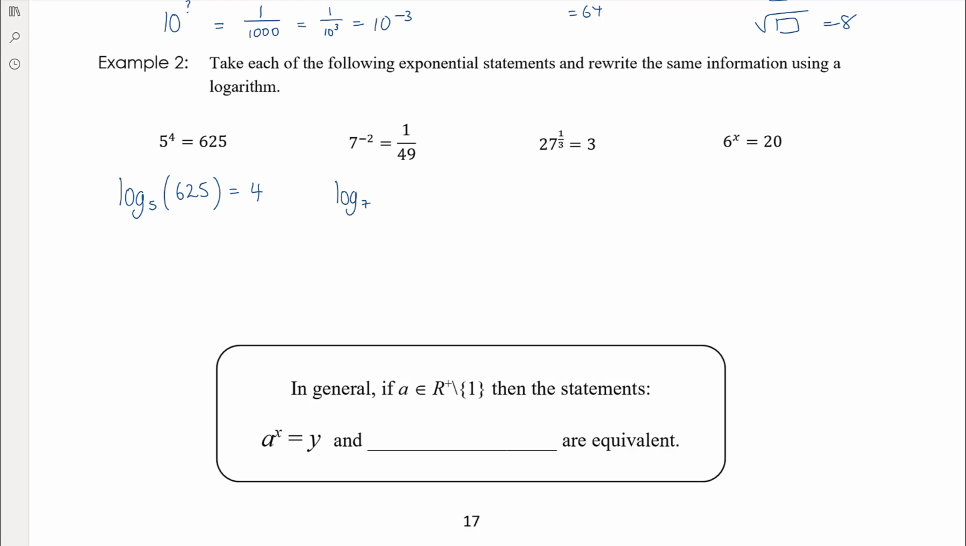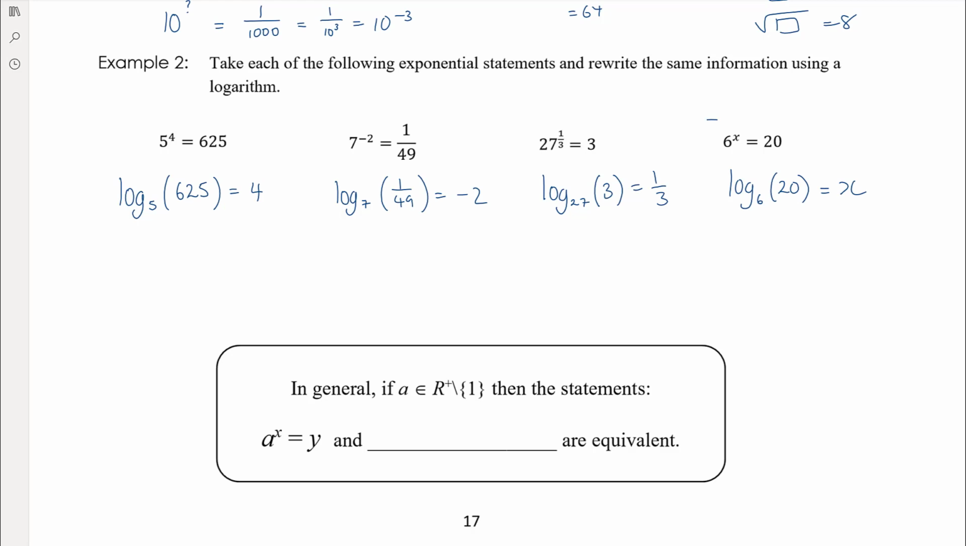So 7 to the negative 2 equals 1 on 49, which means that log base 7 of 1 on 49 is equal to negative 2. 27 to the power of a third equals 3. So the equivalent log statement is log base 27, base of the exponent becomes base of the log, of 3 is equal to 1/3. And here, 6 to the power of x equals 20. Okay, so the base of the exponent becomes the base of the log. Log base 6 of 20 is equal to x.